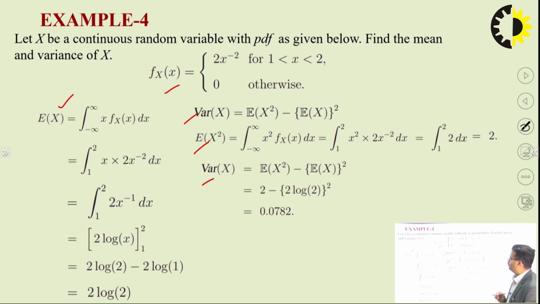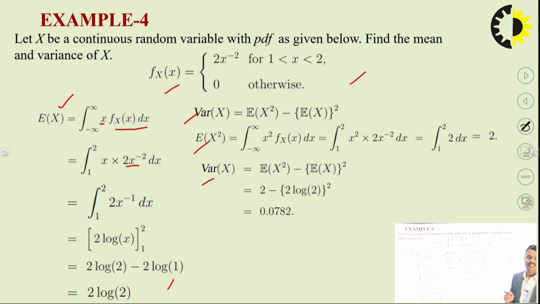Like in this example, x is a random variable and its PDF is given to you. It is 2x minus 2 from 1 to 2. You have to calculate the mean, variance and so on. So what is the mean? E of x is equal to x into PDF dx. x into the PDF, which is 2x minus 2 from 1 to 2. You solve here, and your answer will be 2 log 2.